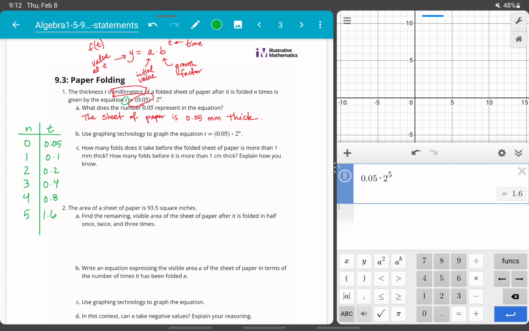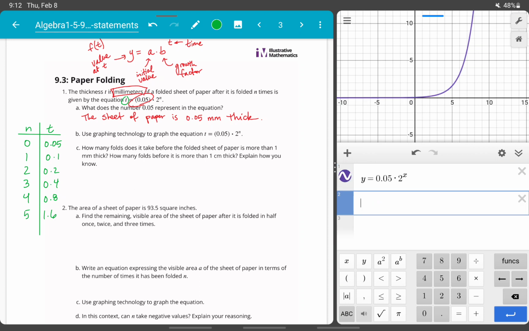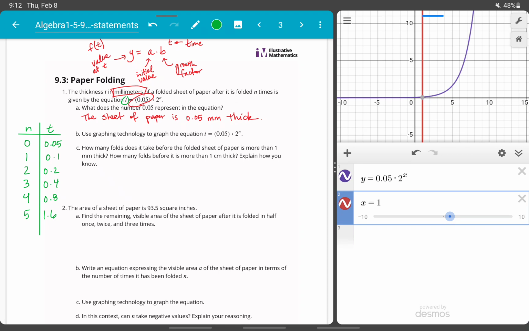So now that we have these points, because we've got Desmos here, we can just plug in y equals 0.05 times 2 to the x power, and now we have our handy dandy graph right here. And we can actually pick some x values. If I pick an x value of 1, this will make these intersection points nice and easy to see. So at x value of 1.